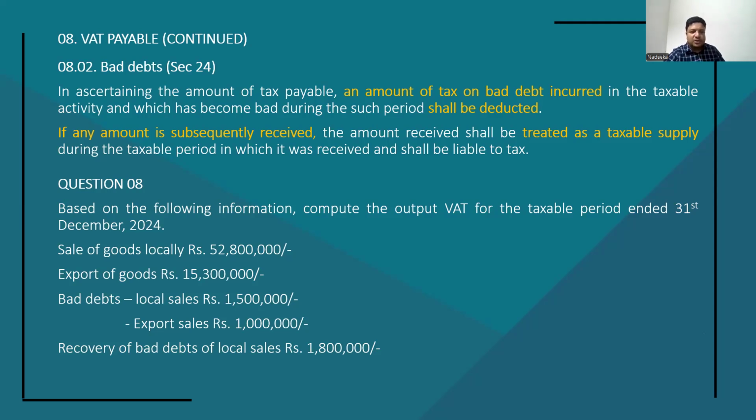So we have local sales 52.8 million. Bad debts, local sales, you can deduct, you can remove 1.5 million. And recovery of bad debt should be added, so you add 1.8 million. Then the value of supply is 53.1 million. On that, you apply the standard rate, 18%. 53.1 million into 18% is 9,558,000.